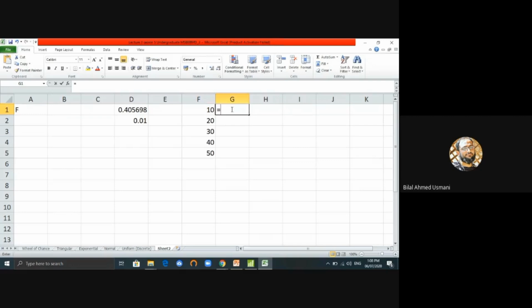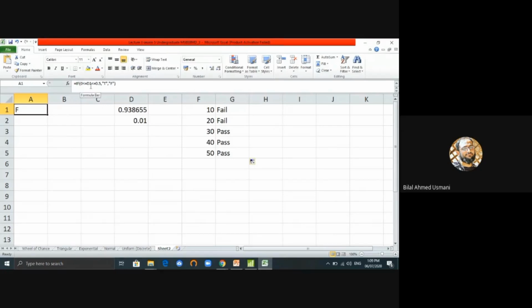and I write a rule over here. If F1 is greater than or equal to 30, comma, then it is pass, otherwise it is fail. And I close it. If I drag it, okay. So if it is greater than or equal to 30, then you pass, otherwise you fail. So it works well over here. Then it should work well over here.